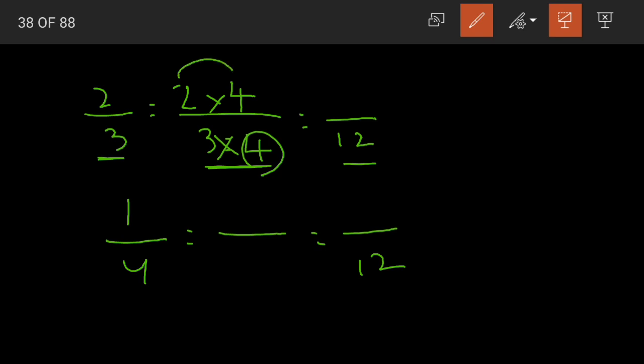In the same way, even here we have to multiply both the numerator and denominator by the same number. Now what will be our numerator? 2 into 4, 8. The denominator is 3 into 4, 12. So 2 by 3 is nothing but our 8 by 12.